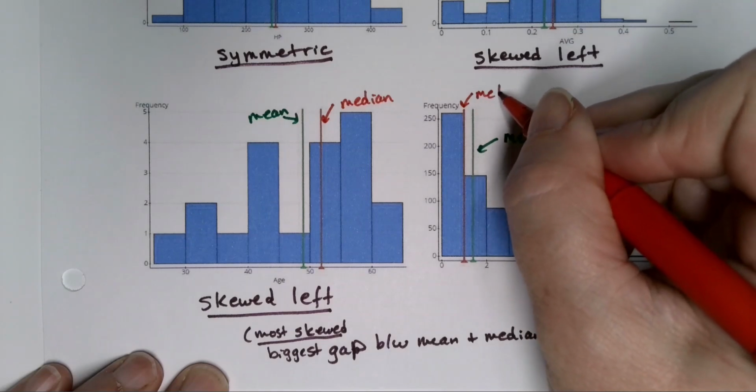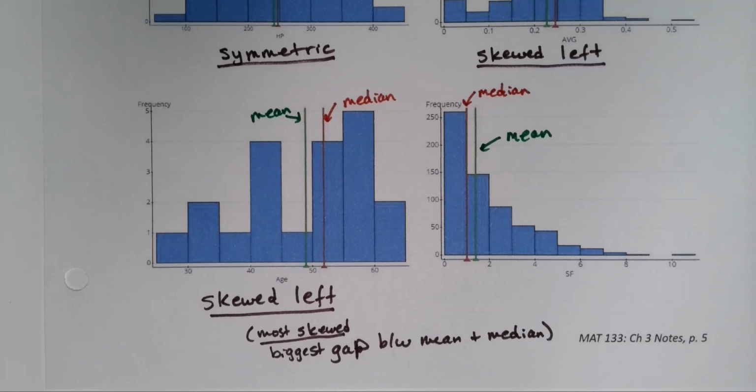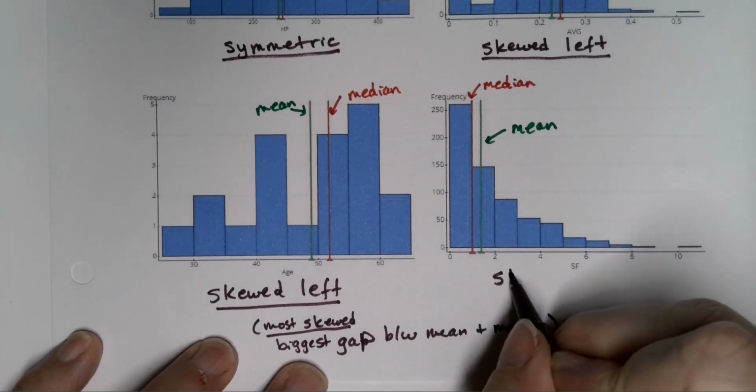I should say, what I'm saying down below about most skewed, that's a bit of a judgment call. There are actual ways to measure skewness that we're not getting into in this course, called kurtosis. So we could find numerical measures of it. But for our purposes right now, that's a useful rule of thumb to kind of gauge skewed left versus skewed right. Oh, and this one's skewed right. I forgot to write that.